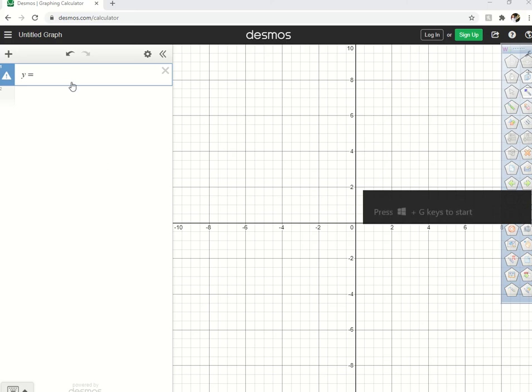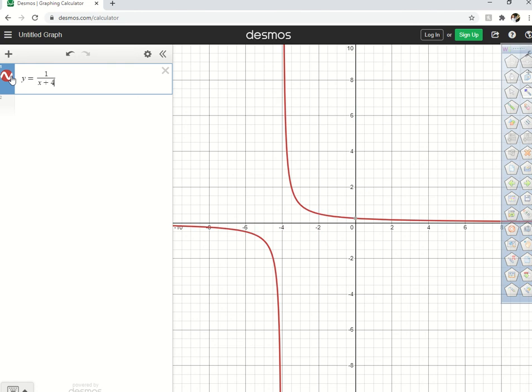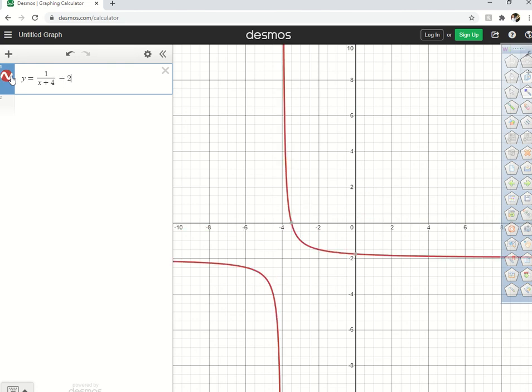I'm just going to quickly show you how you would type this in on Desmos, because that can be an issue as well. Y equals, and I'm looking at example 7, 1 divided by x plus 4, arrow key over, minus 2, which is going to shift it 2 units to the right. And this is what our graph's going to look like.